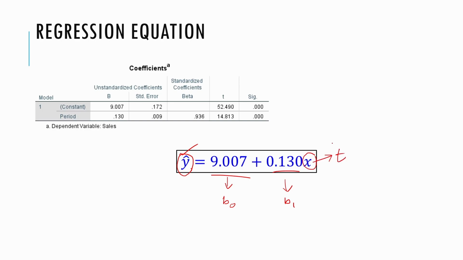So since we are discussing time series analysis, instead of writing the independent variable x, you can write it as t, or you can use x also, that is not a big problem. Okay, so this is your first job, that is identifying the coefficients of the model.